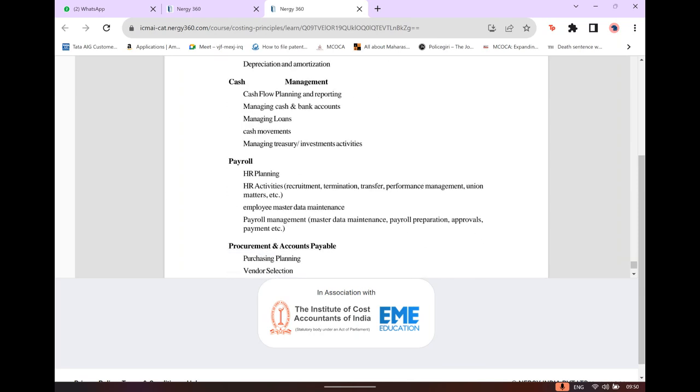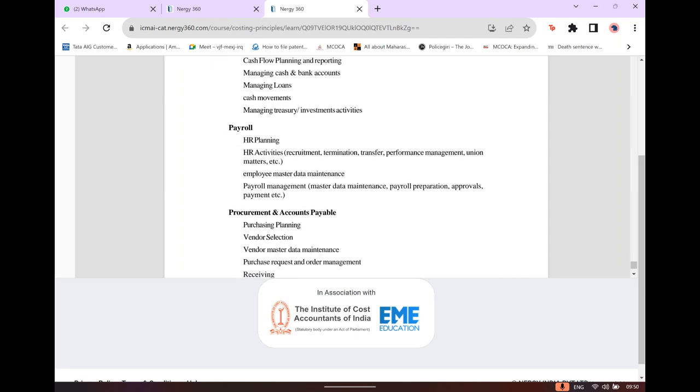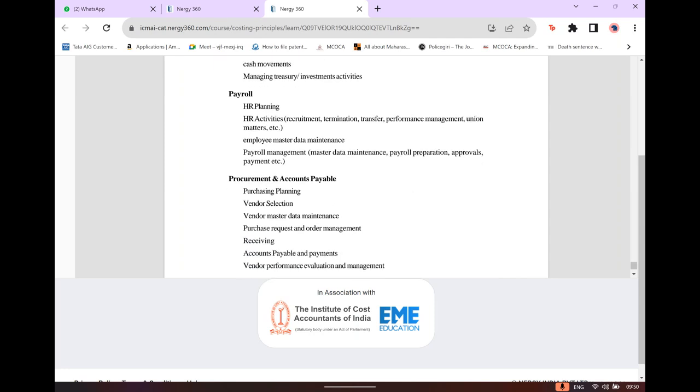Then in payroll, you do HR planning. Then HR activities will involve recruitment, termination, transfers, performance management, union matters, handling if it is big factories and all, it will come. Employee master data maintenance, and then payroll management, wherein you do master data maintenance of all the employees. You prepare a payroll, you get approvals for payments, and you make sure payments are made, are credited to that particular account, or a check is issued.